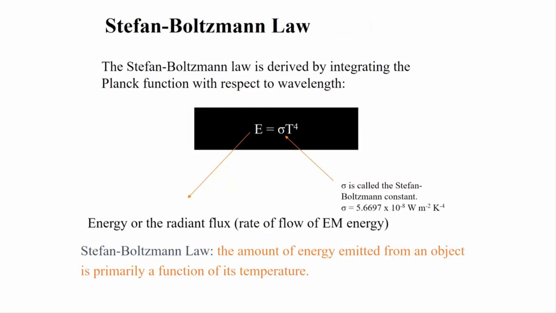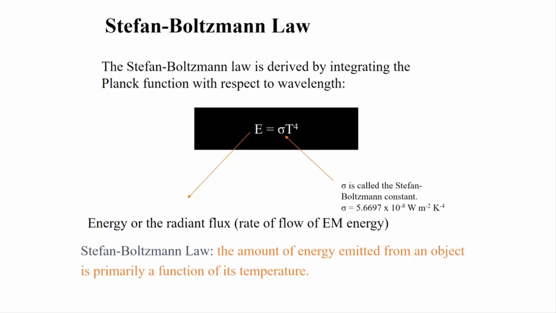Now we are going to see the Stefan-Boltzmann law. This law tells about the relation between the energy and the temperature. The Stefan-Boltzmann law is derived by integrating Planck's function with respect to the wavelength. If you see here, the total energy is a function of the fourth power of the temperature. So the total energy or the radiant flux will be proportional to the fourth power of the temperature.